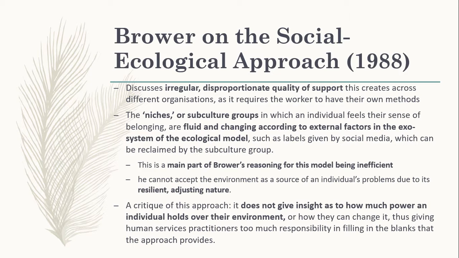Brower's argument that it's inefficient, as he can't accept the environment as a source for an individual's problems because it's so resilient and adjusting. A critique of the social ecological approach is that it doesn't give a lot of insight as to how much power an individual holds over their environment or how they can change it themselves, thus giving human services practitioners too much responsibility in filling in the blanks that the approach creates.